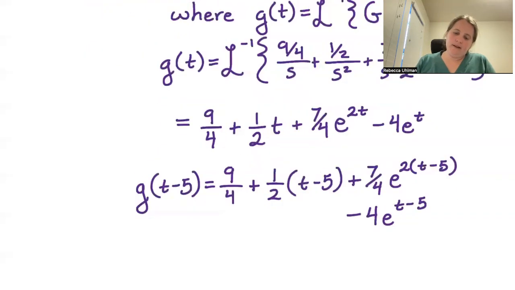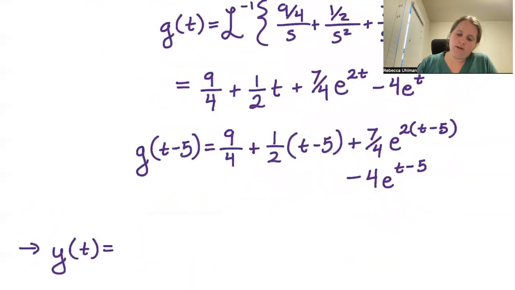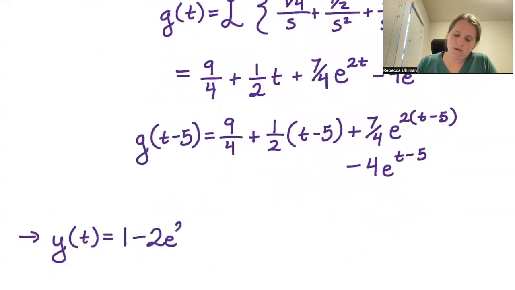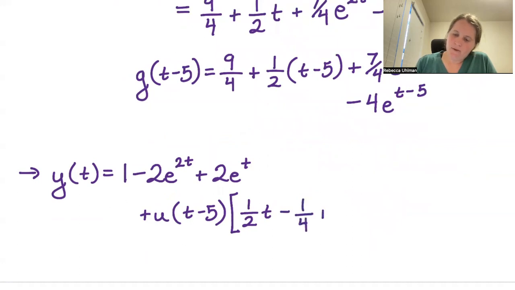So putting this all finally together, we get that y of t is equal to 1 minus 2e to the 2t plus 2e to the t, plus u of (t minus 5) times 9/4 plus 1/2 times (t minus 5), or 1/2 t. Then we have plus 9/4 minus 5/2, which would be minus 1/4. And then plus 7/4 e to the (2t minus 10), minus 4 e to the (t minus 5).